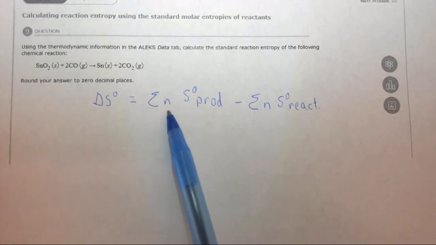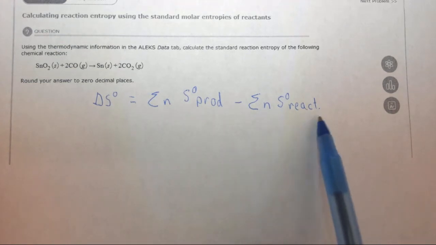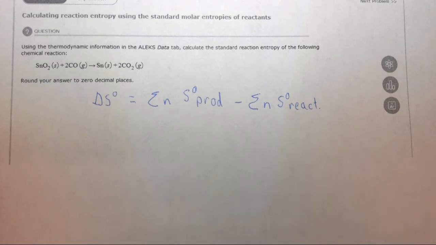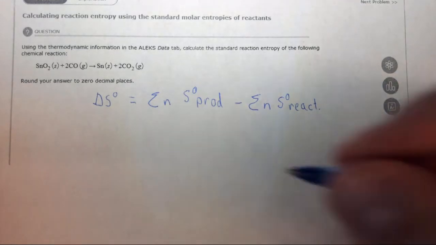So it's the same thing, the summation of n times the products minus the summation of n times the reactants, or products minus reactants, just like you would calculate for enthalpy, except here we want to look up the entropies, not the enthalpies. I know those sound similar, but their symbols are very different, delta H versus delta S.